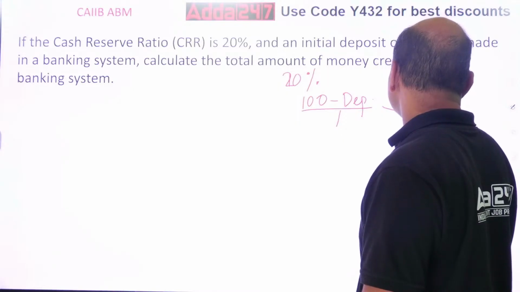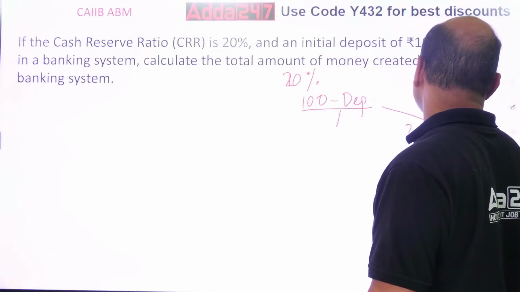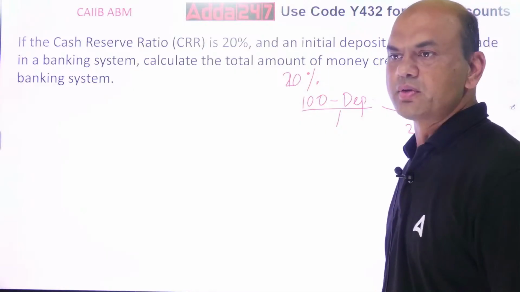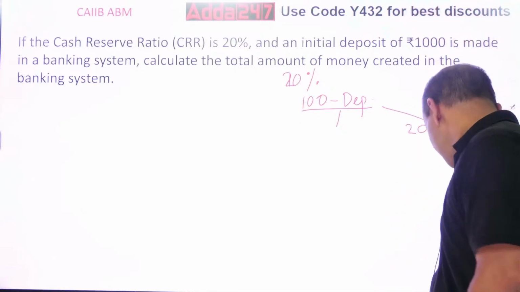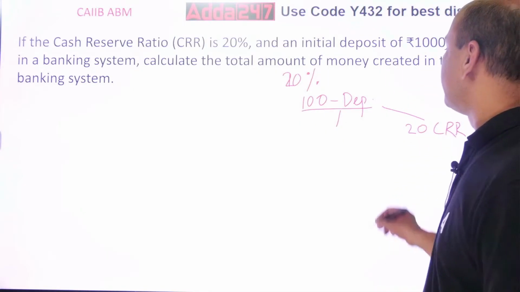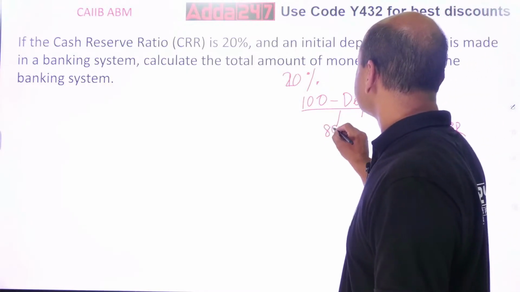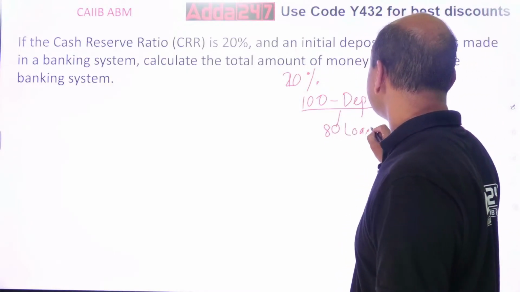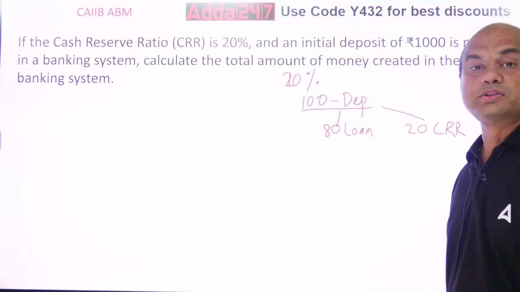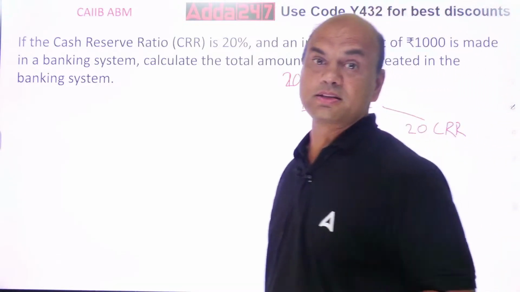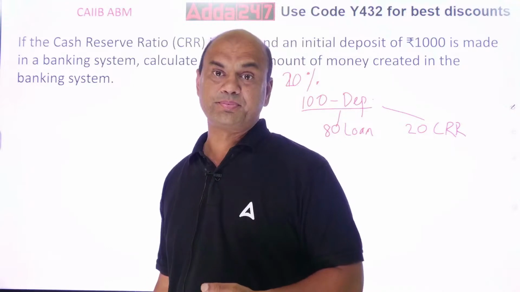20 rupees go for CRR. That is kept with RBI. And 80 rupees, I can give as a loan. Okay. How is the money created? Look at this. Money creation is an important part of RBI.